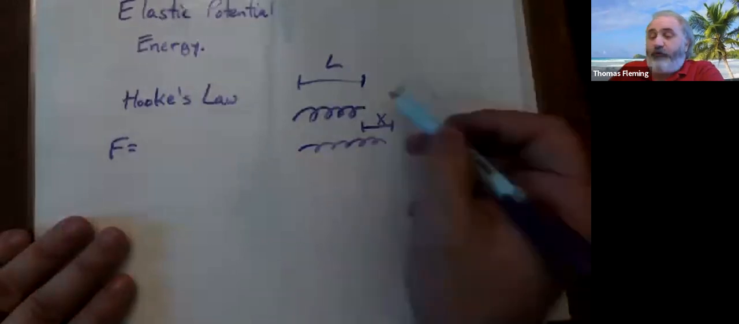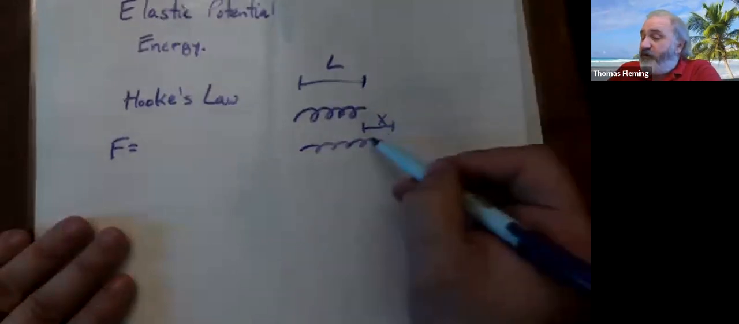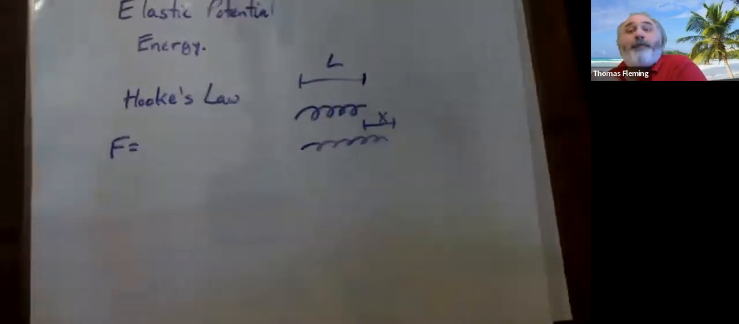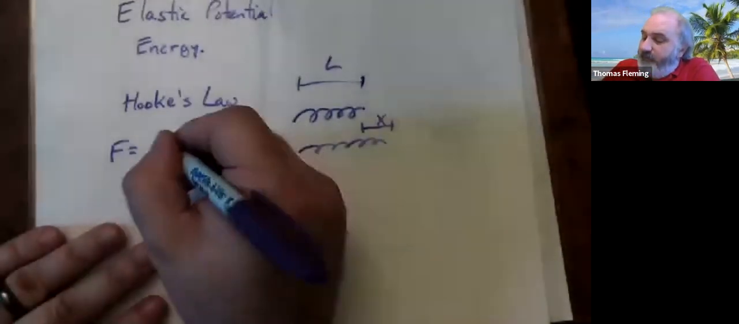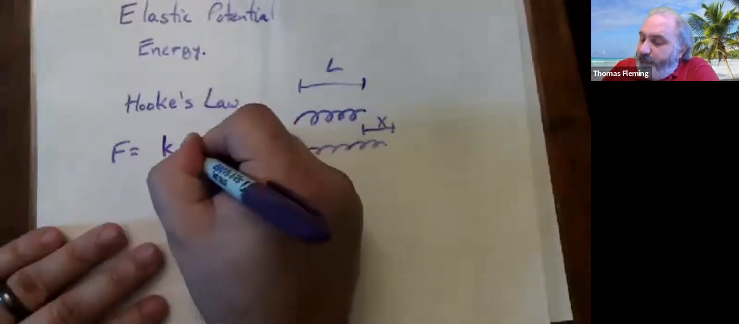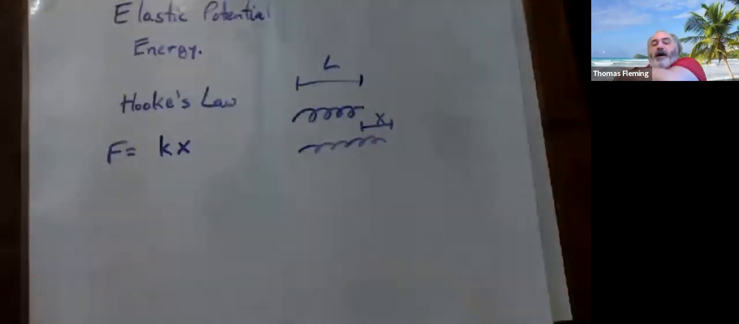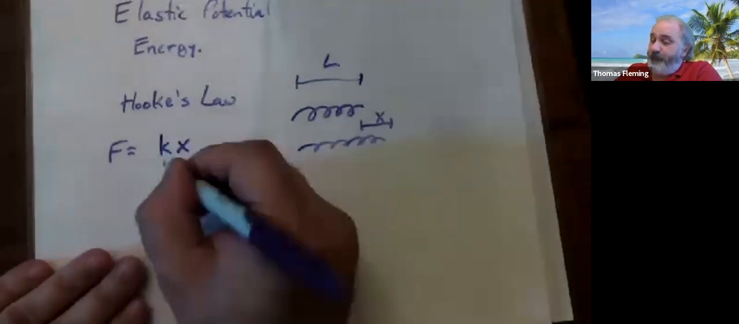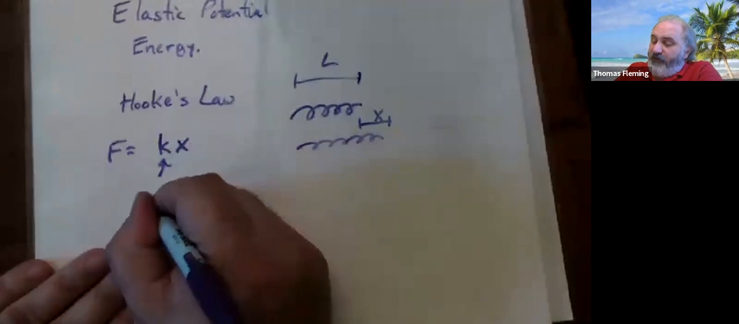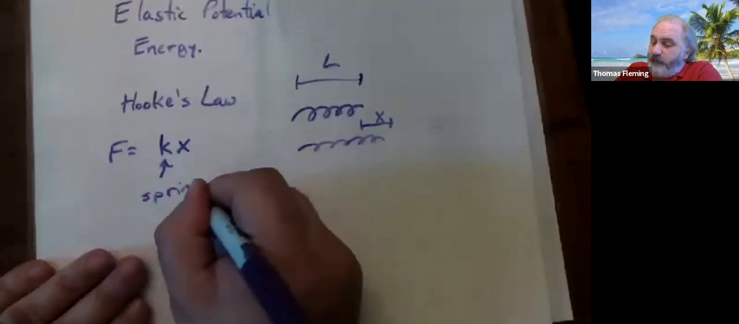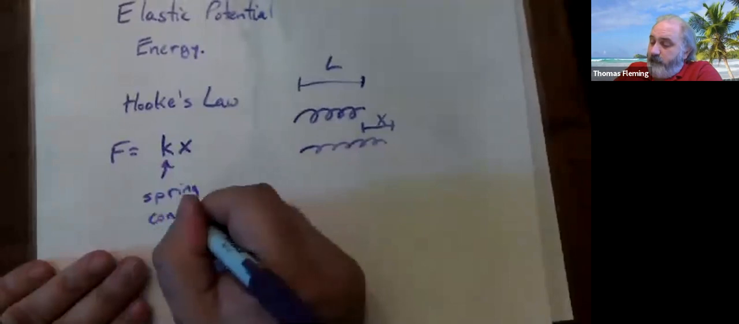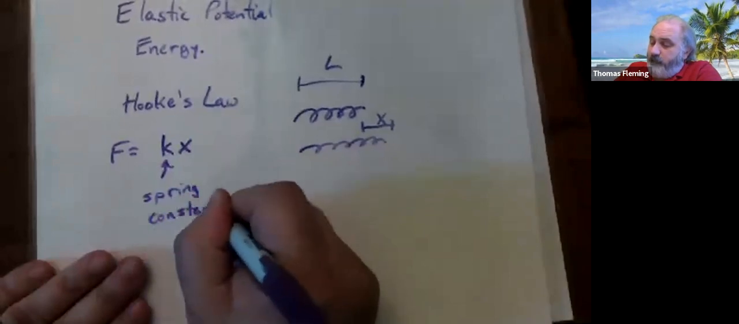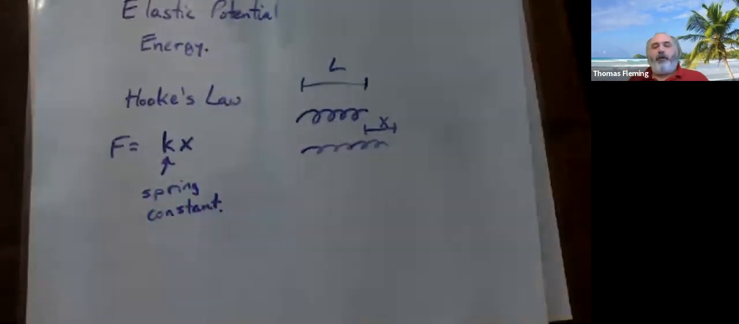In other words, you don't stretch it at all, it doesn't pull on you. If you stretch it some, it pulls on you. You stretch it further, it pulls on you more. And the amount of force you get was given by some constant k times x, where k is called the spring constant. And it's just a number that is associated with that particular spring, right?